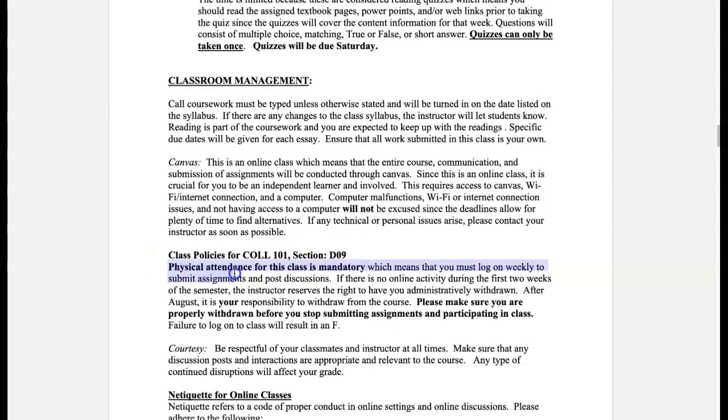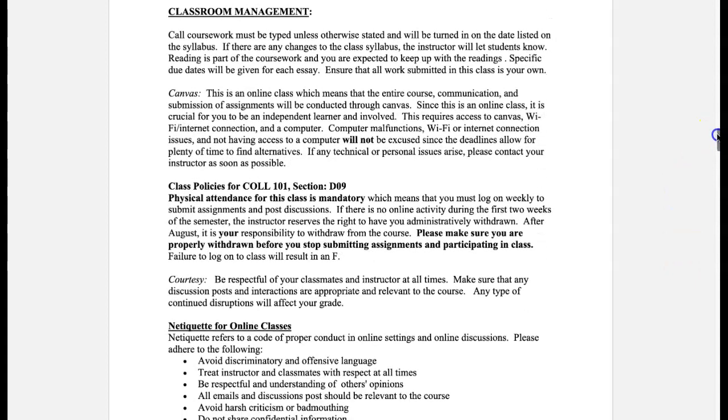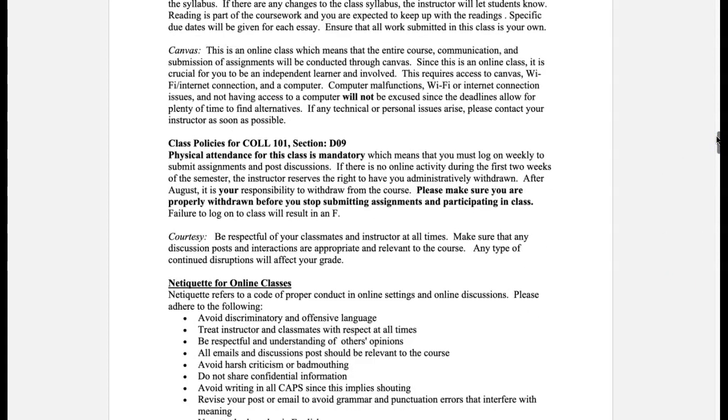Also, physical attendance for this class is mandatory, which means that you should be logging in weekly and participating weekly and submitting assignments. If you don't do that, then I have the option to withdraw you from the course, or you might fail the class. Especially because I don't allow late work, so that is something to keep in mind, that if you don't log in weekly, you might miss some of the work.